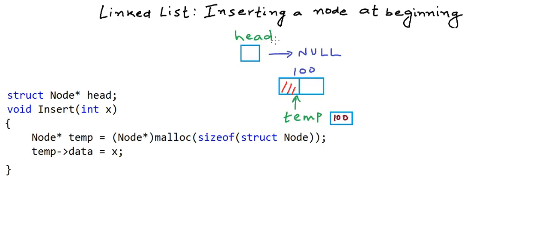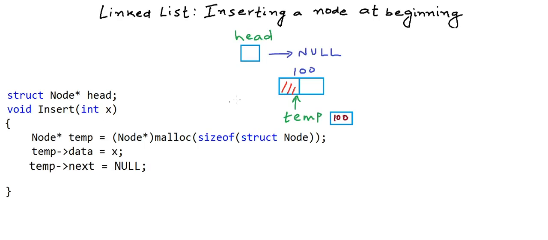We can do one thing. Whenever we create a node, we can set data to whatever we want to set, and we can set the link field initially to null, and if needed we can modify the link field. So I'll write one more statement, temp.next is equal to null.